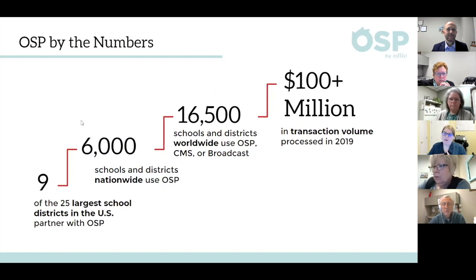A little bit about the technology behind Edlio. We have 9 of the 25 largest school districts in the United States. Again, we have that 6,000 schools using our platform. So, you can rest assured that this software is good. It's well adopted. And we've processed over $100 million in 2019. I think we know what we're doing, to put it mildly. Okay. All right.